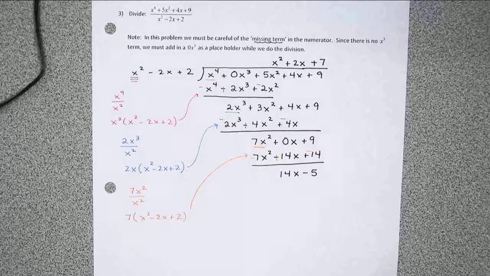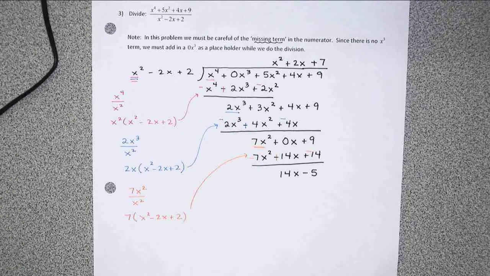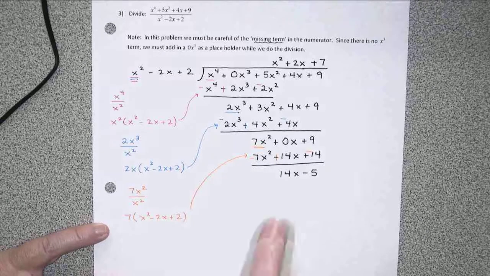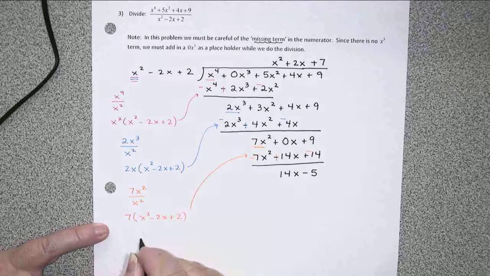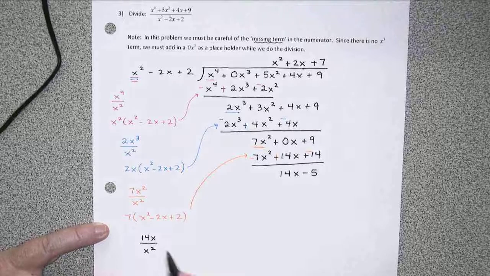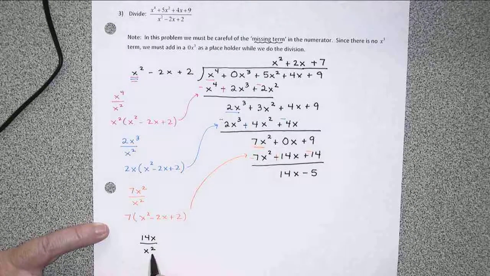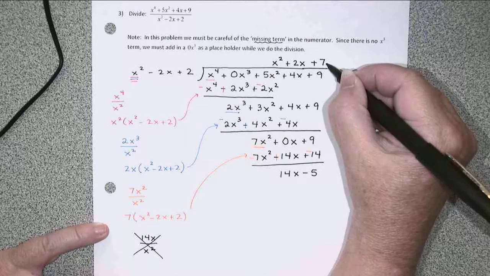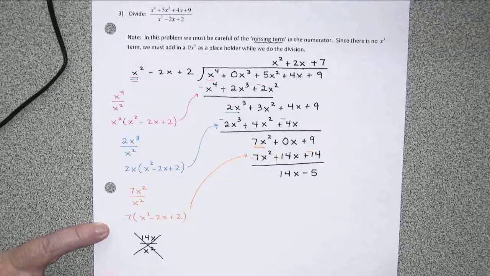I am done dividing. I can tell that a couple of different ways. For one thing, if I were to look at what the next step technically would be, I would be taking that 14x and dividing it by the x squared, which isn't going to come out with a nice answer since the power on the top is smaller than the power on the bottom. So I know I'm done. Also, once my last term in the division is a constant, that's another signal that I'm going to be done.